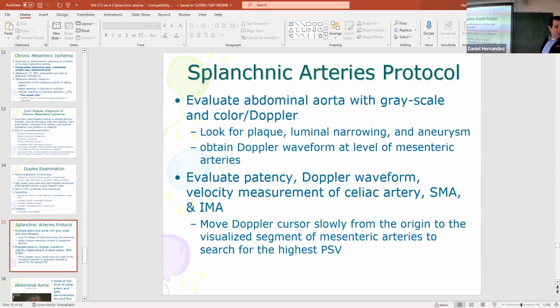We're going to Doppler, moving our cursor from the origin to visualize segments of those mesenteric arteries to search for those highest peak systolic velocities. So again, if you demonstrate elevated velocities or what looks like elevated velocities, sample around. Slowly move from the origin and slowly work your way distally, searching for those highest velocities.